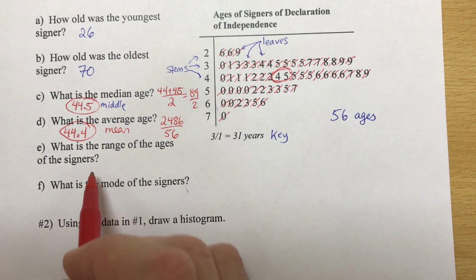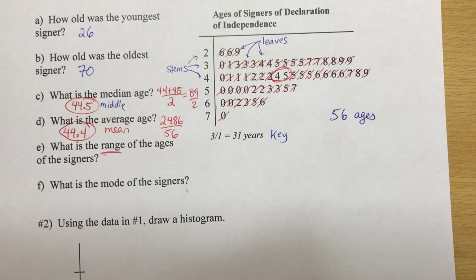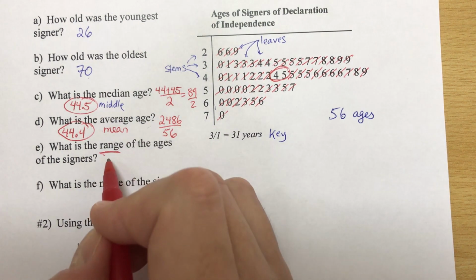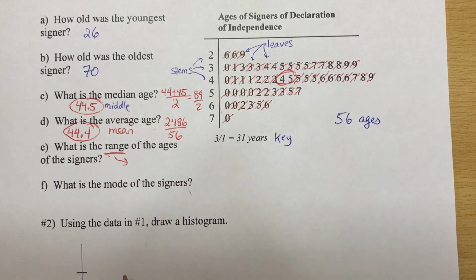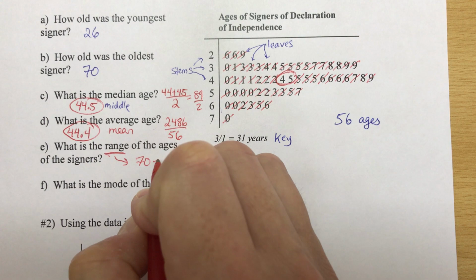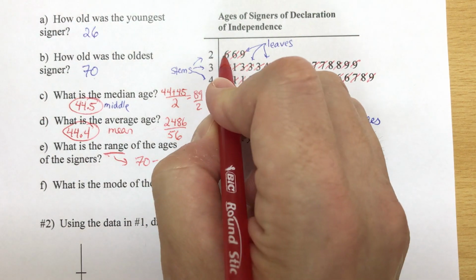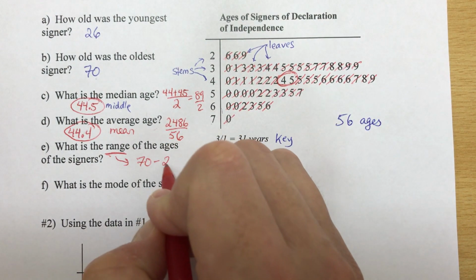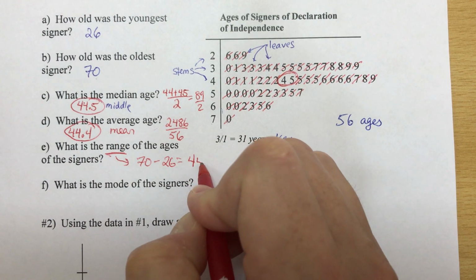Part E, what is the range of the ages of the signers? Range is the biggest minus the smallest. Well, the oldest person, the biggest age was 70. The youngest was 26. And if we subtract those, we get 44.